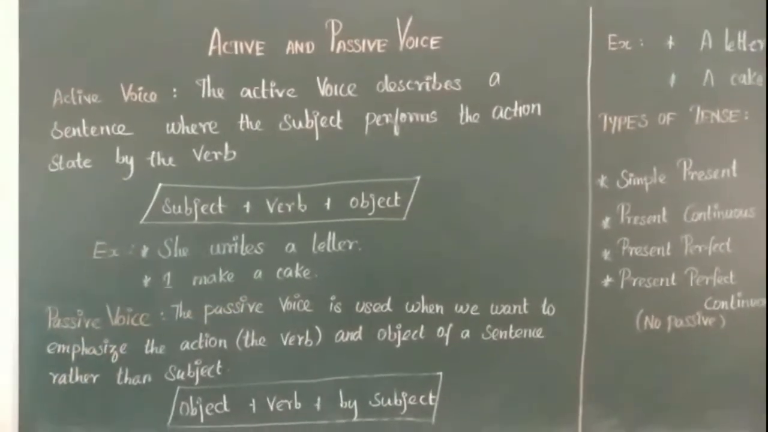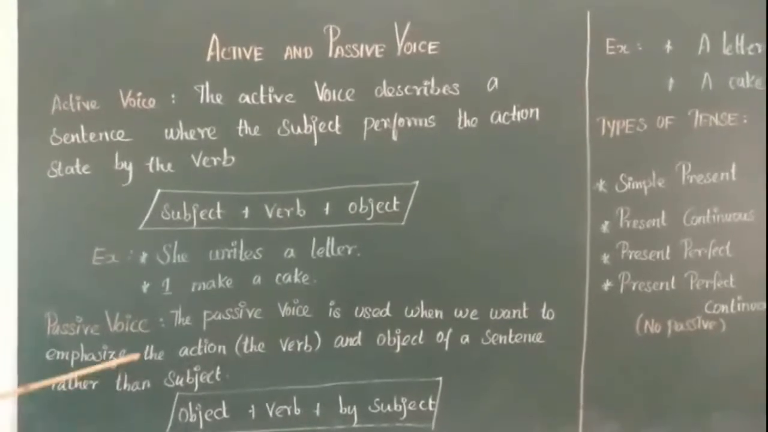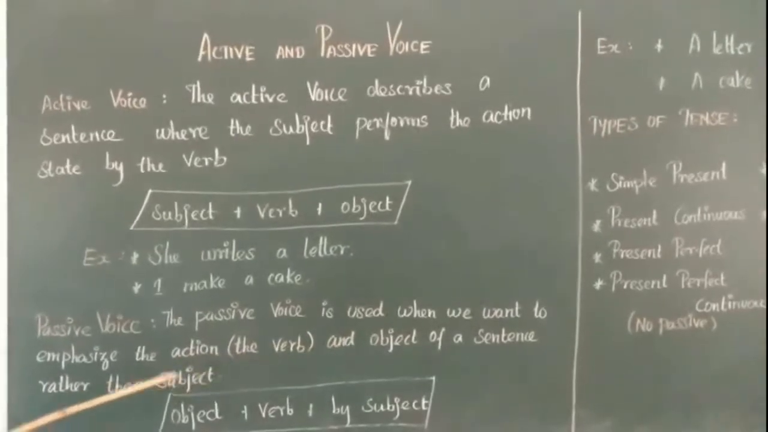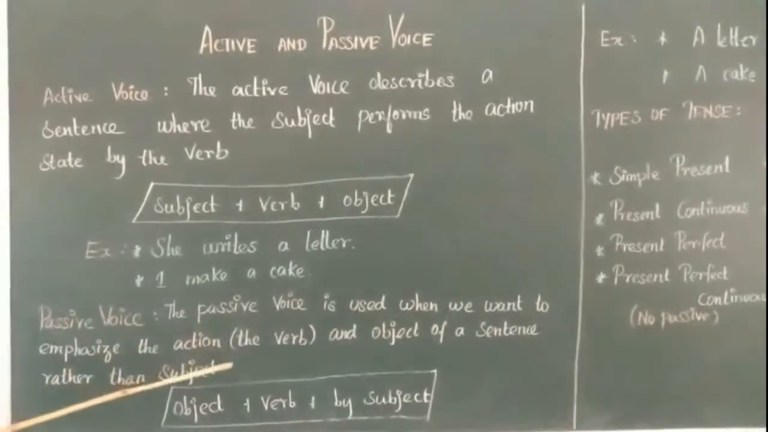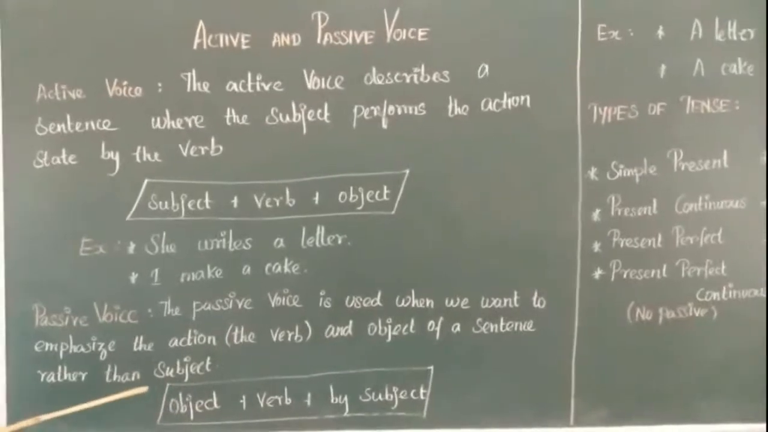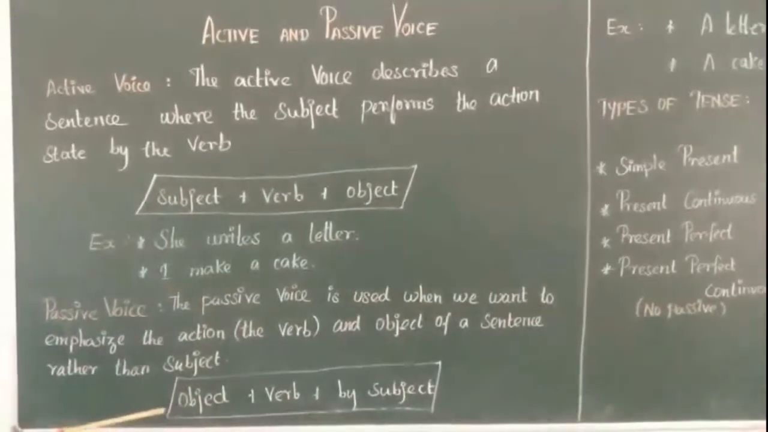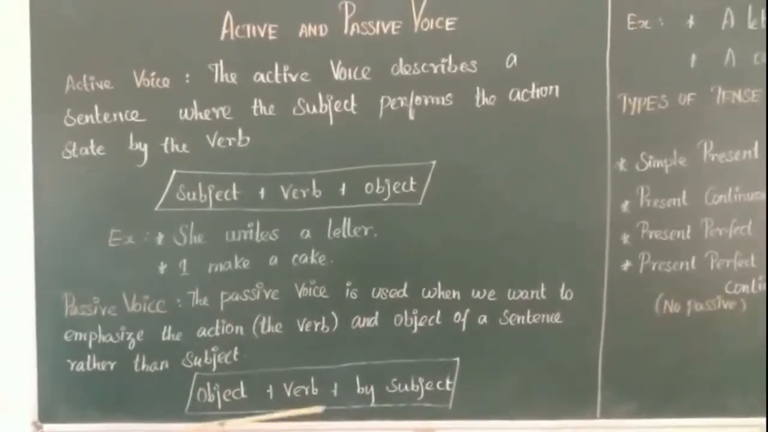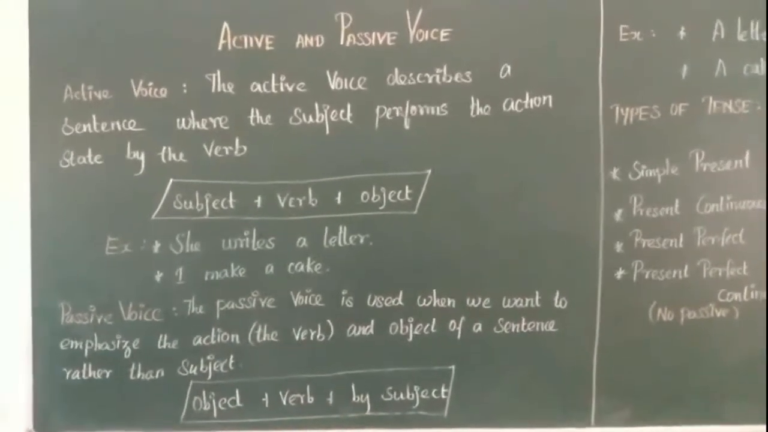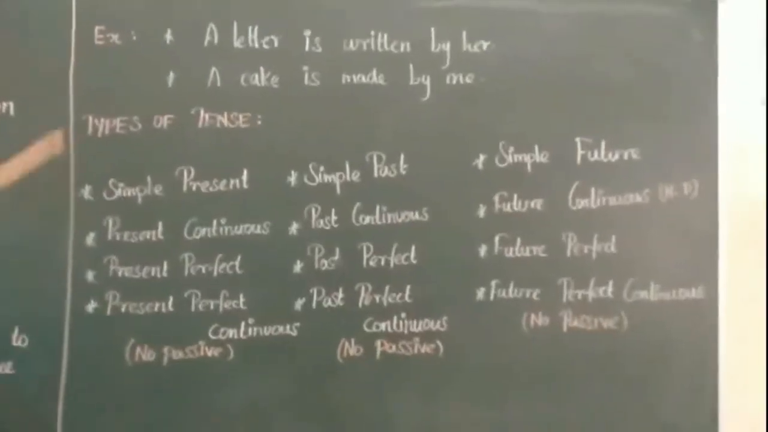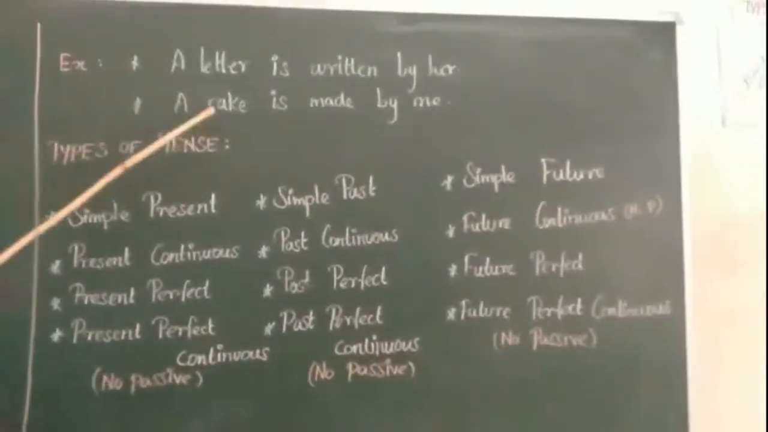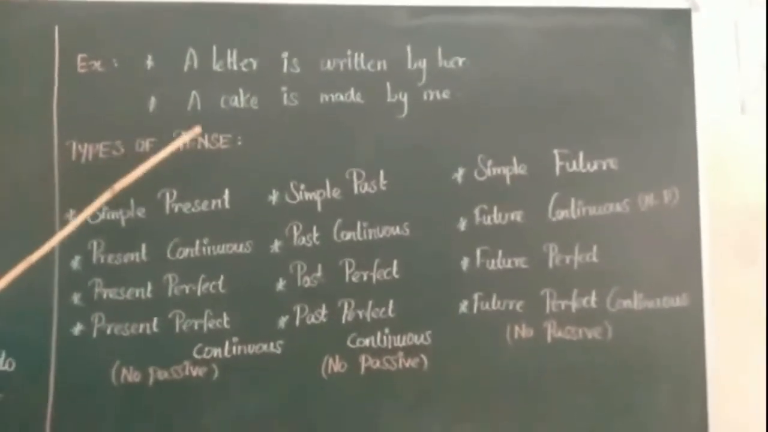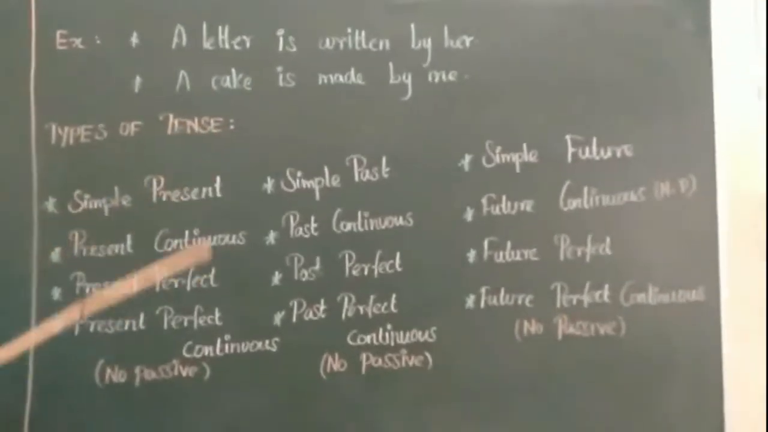The next one is passive voice. Passive voice is used when we want to emphasize the action and object of a sentence rather than the subject. This is the formula for passive voice: object plus verb plus by plus subject. Example: a letter is written by her. Next example: a cake is made by me.